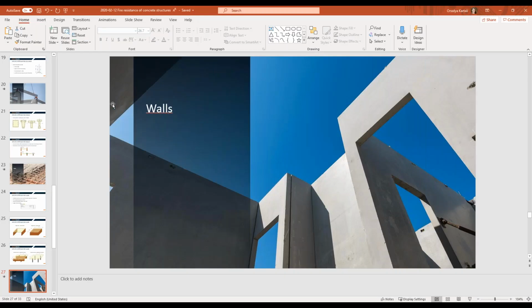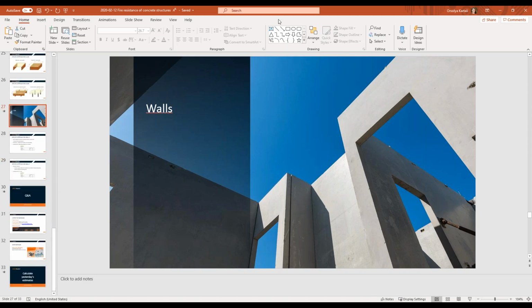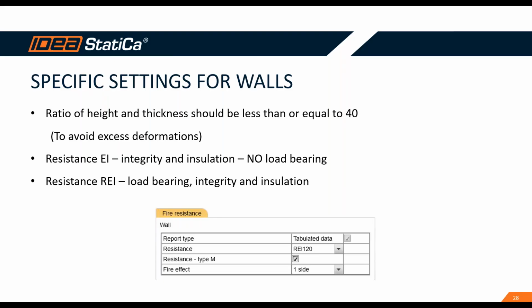Okay, and we came to the last part of the practical demonstration. It is for the walls. What are the specific settings that we have to consider for walls? So according to tabulated data method, the ratio of height and thickness of the wall should be less than or equal to 40 to avoid excess deformations.